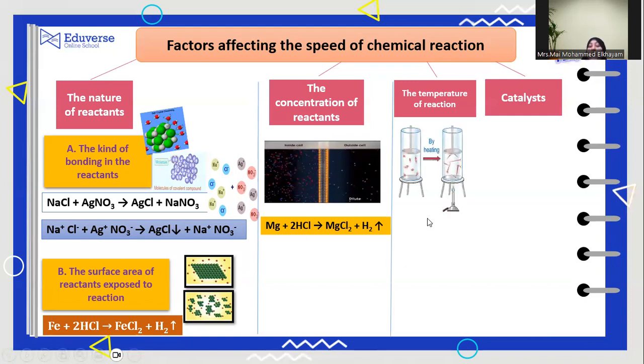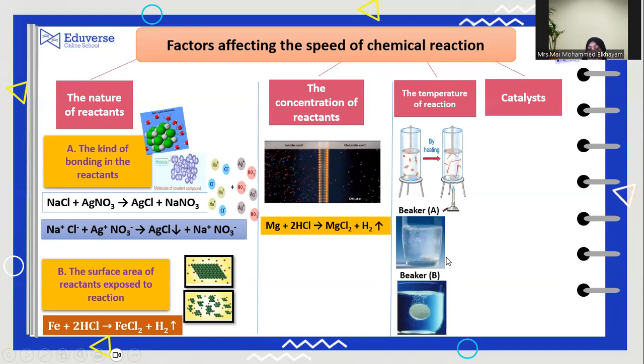Temperature of reaction, of course, when we heat the container here, the number of probable collisions between the reactants will also increase, therefore increasing the speed of chemical reaction, as when we dissolve an effervescent tablet in cold water and in hot water. Which one do you think is faster than the other?